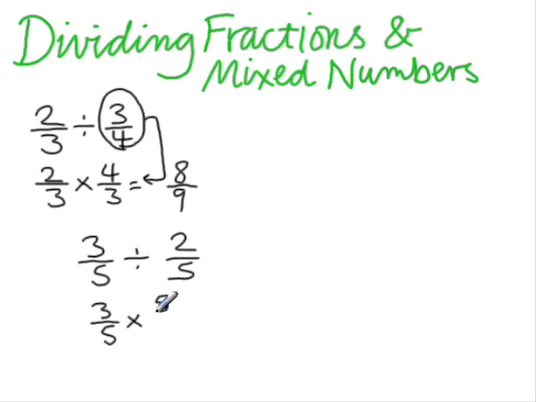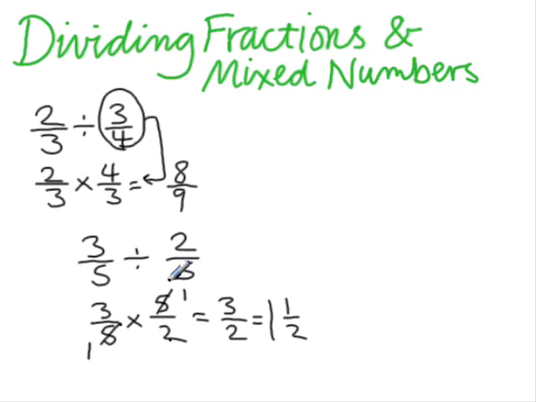3/5 times 5/2. And now we look to see if there are any common factors. We have a 5 here and a 5 here. 5 into 5 goes once, 5 into 5 goes once. So on top we have 3 times 1 is 3, and on the bottom we have 1 times 2 is 2. And that can be simplified to 1 and 1/2. So 3/5 divided by 2/5 gives us an answer of 1 and 1/2. All we do is flip the divisor and multiply.